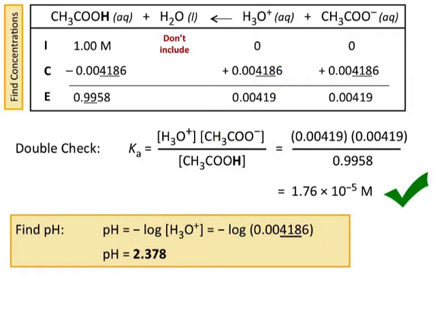But that's all I have for now, how to do a Ka calculation. Again, this is really important. We do it over and over again and build on it. So make sure you take the time now to understand how it works, and you should be set.